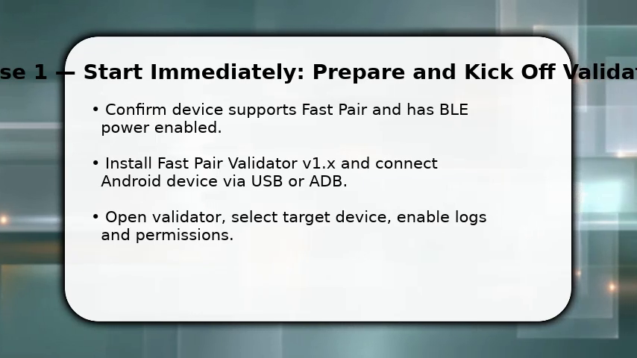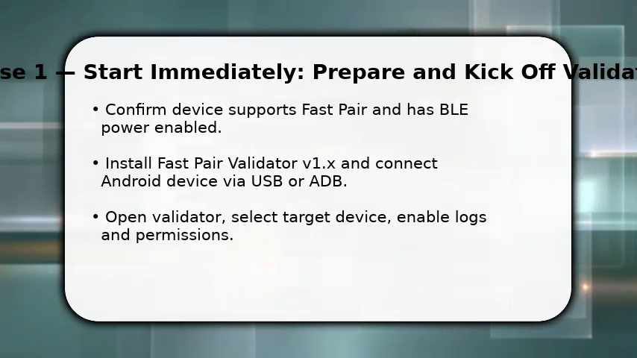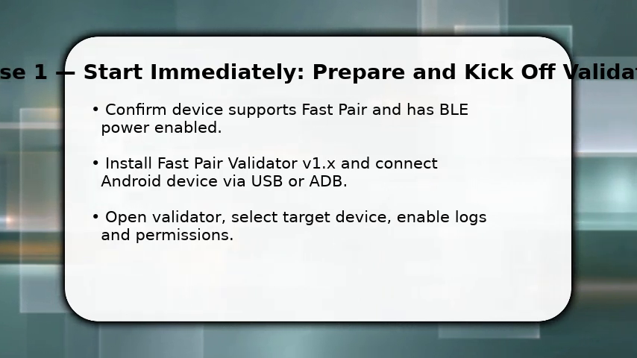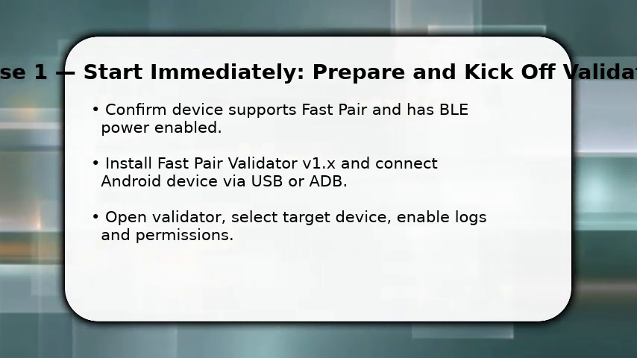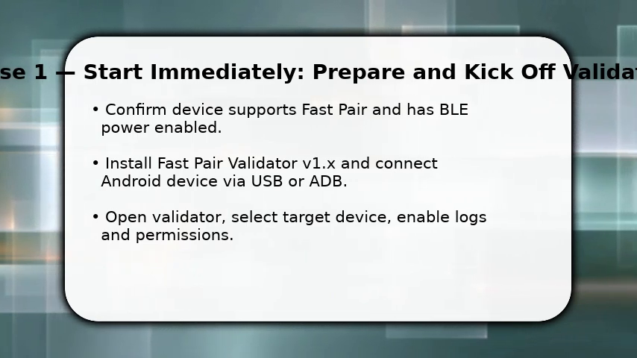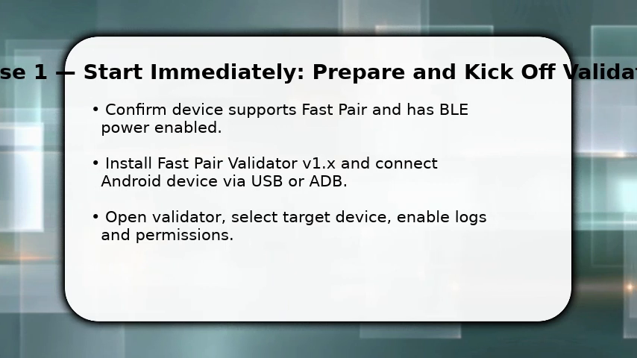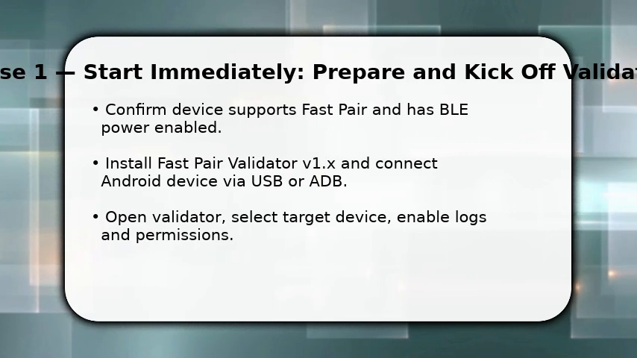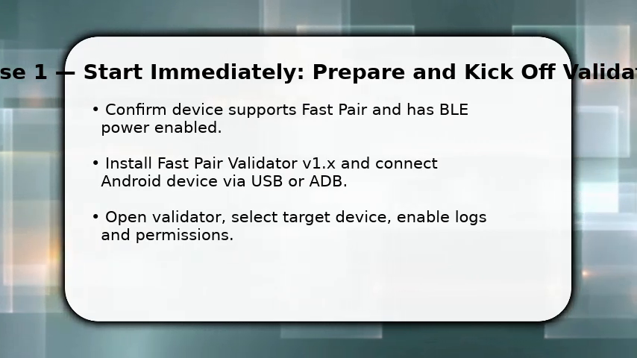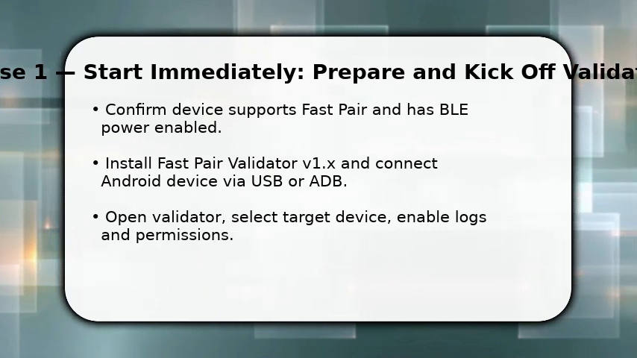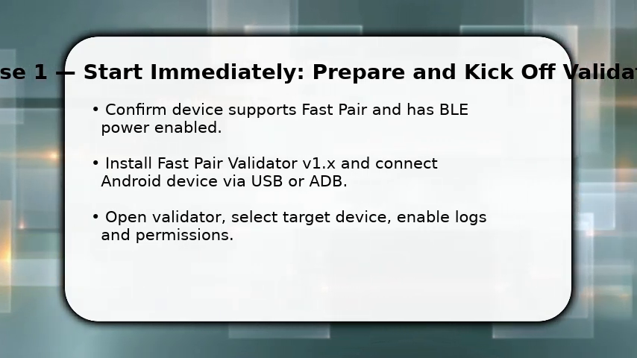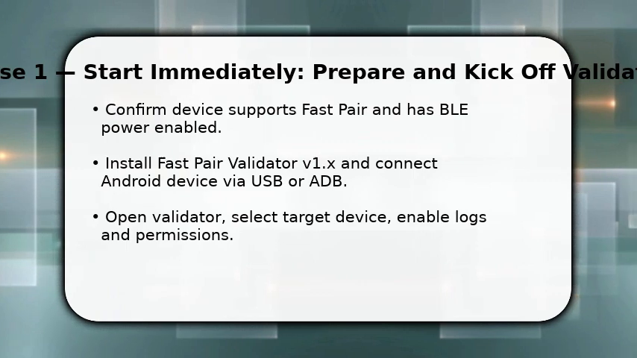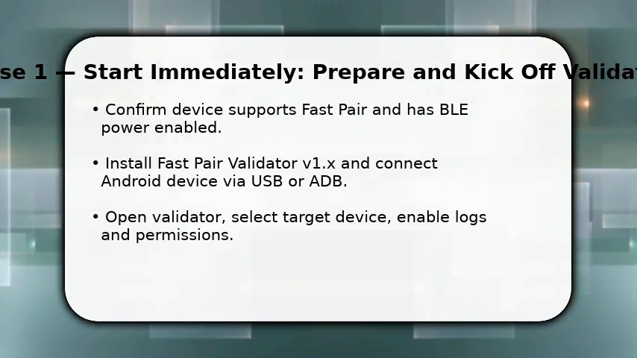You begin right now by confirming the device supports Fast Pair and that Bluetooth Low Energy is enabled. This saves wasted steps. Plug your Android device into USB and grant ADB permissions because the validator requires direct access to fetch pairing traces. Install and launch the Fast Pair Validator app, then pick the target device from the list. Once done, enable verbose logging and location permissions so the tool can capture BLE advertisements and handshake packets. This is essential to diagnose pairing behavior as you proceed.